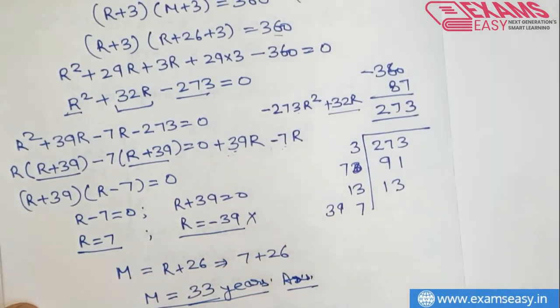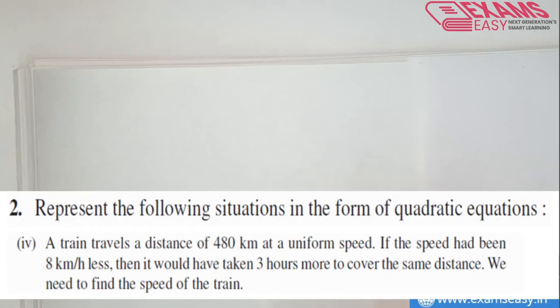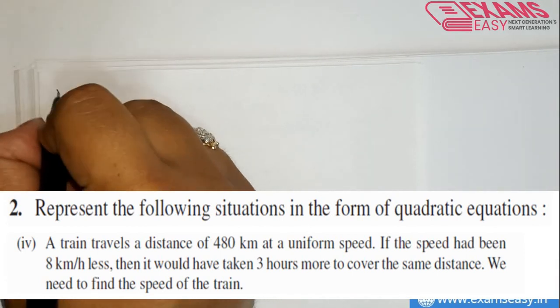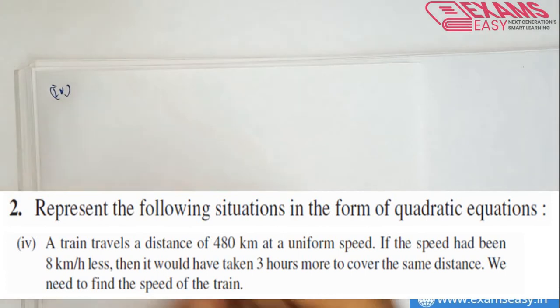So you can also try this question. Please see the last question of this exercise, that is question 4. Let us read it on the screen. A train travels a distance of 480 kilometers at a uniform speed. If the speed had been 8 km per hour less, then it would have taken 3 hours more to cover the same distance. We need to find the speed of the train.